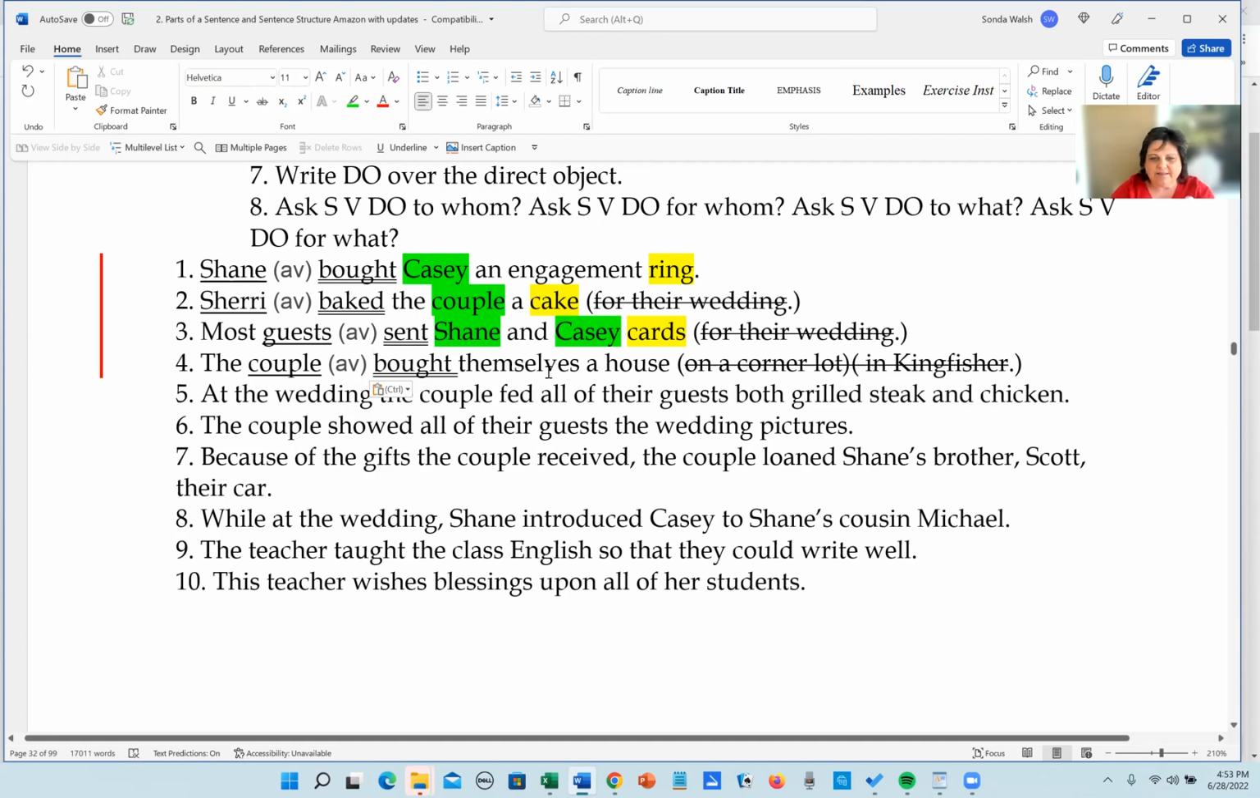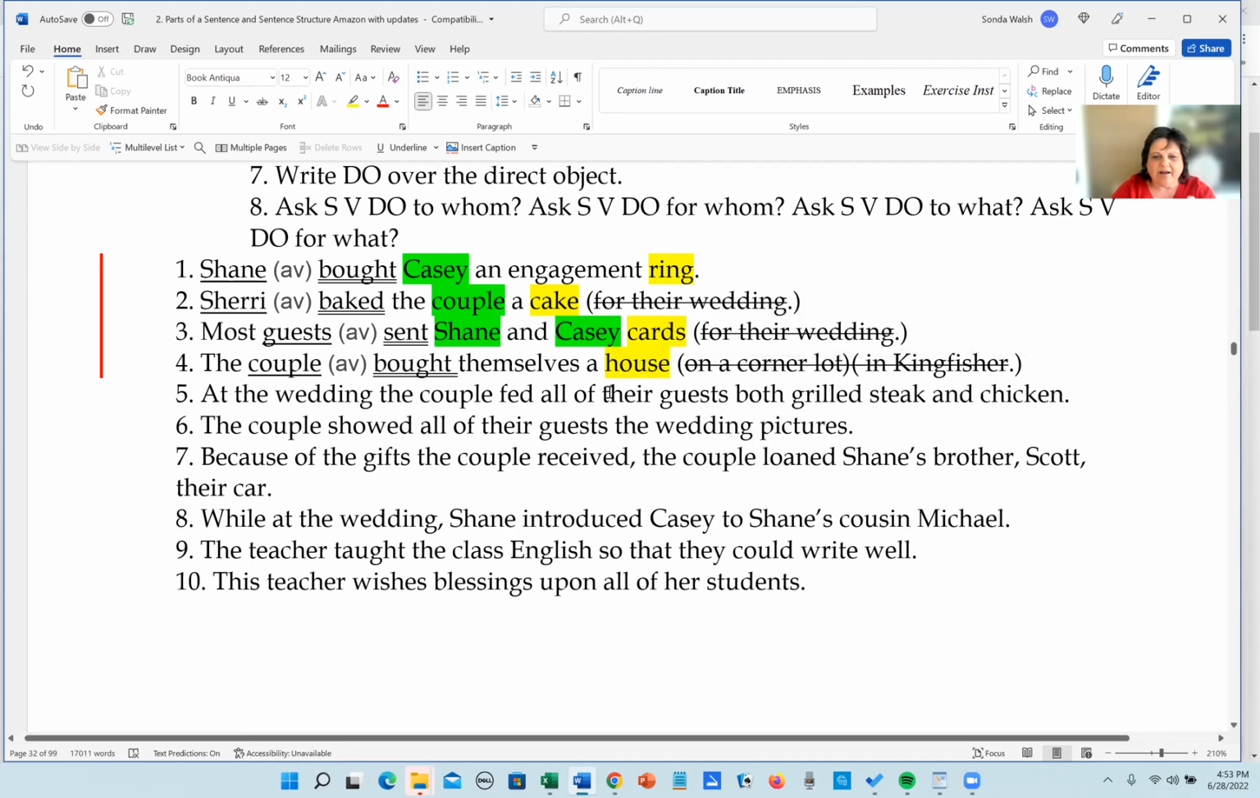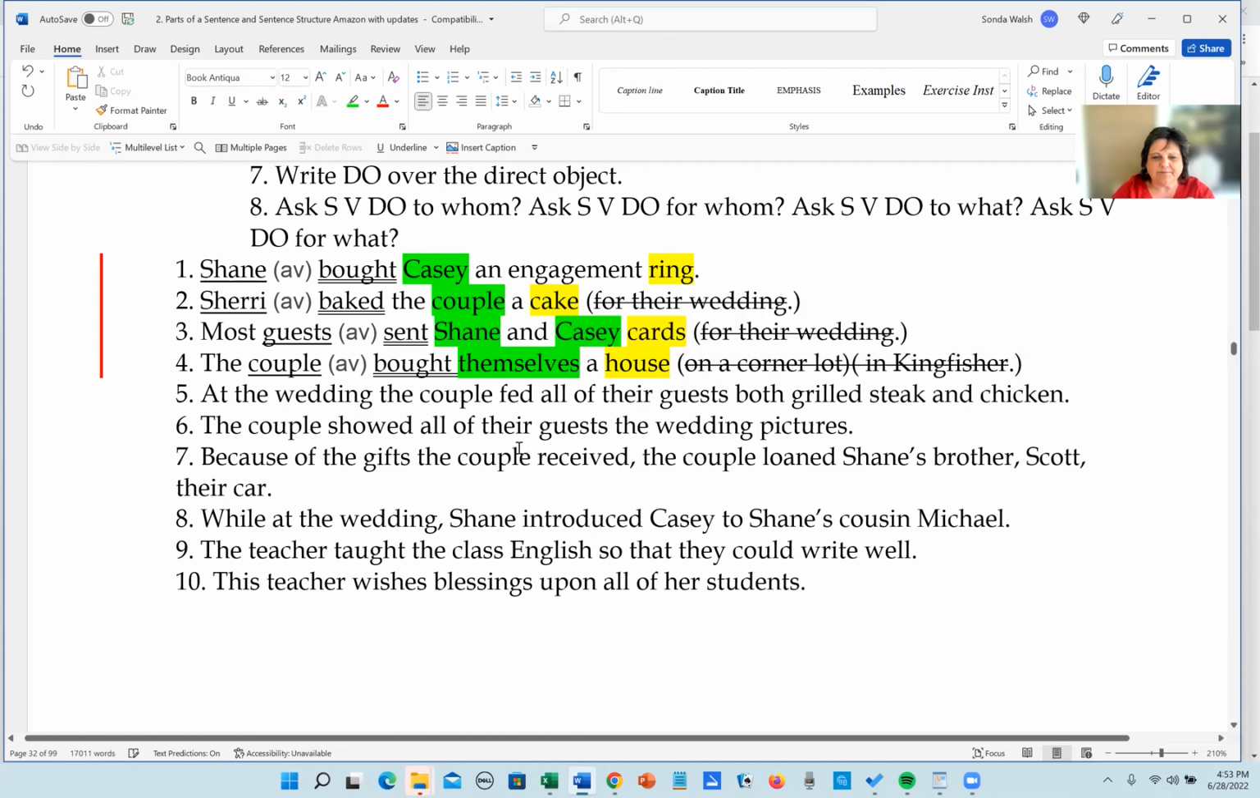Couple bought what? They bought a house. House is our direct object. The couple bought a house for whom? To whom? For what? To what? For themselves. Themselves is the indirect object.